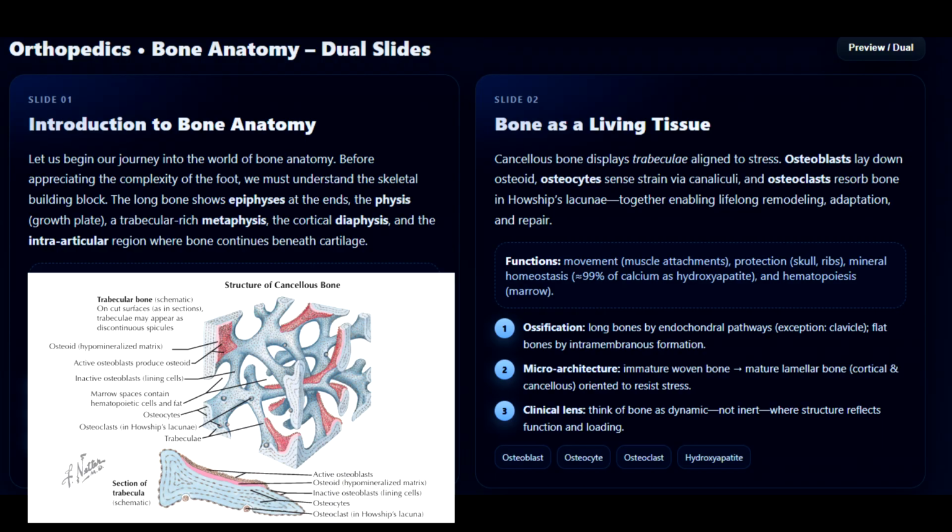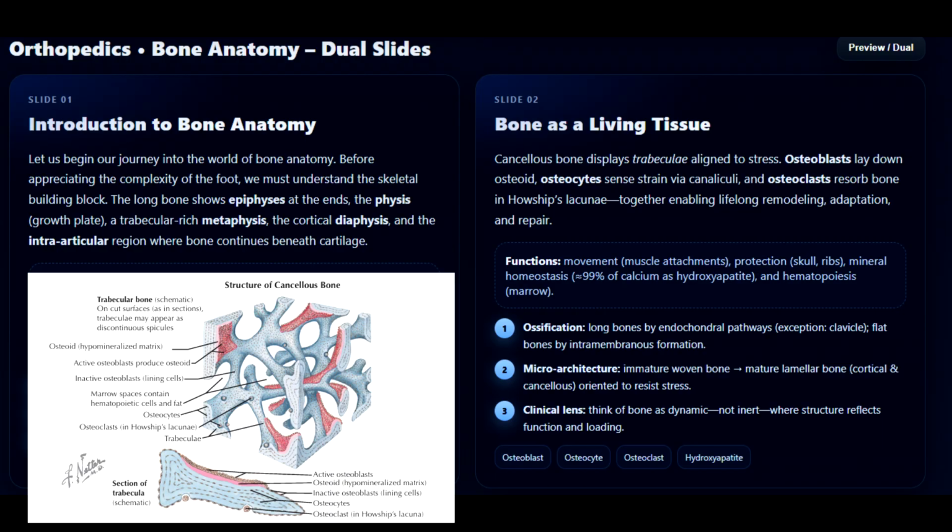If we shift to the table below, the essential functions of bone are summarized. Beyond simply forming the skeleton, bone is a dynamic organ. It serves as an attachment site for muscles, enabling movement. It shields vital organs, such as the cranium protecting the brain, or the ribs encasing the lungs and heart. It also functions as a reservoir for minerals. Remarkably, 99% of the body's calcium is stored as hydroxyapatite crystals within the bone matrix. And perhaps most crucial for life, bone houses the marrow, the site of hematopoiesis, where blood cells are born.